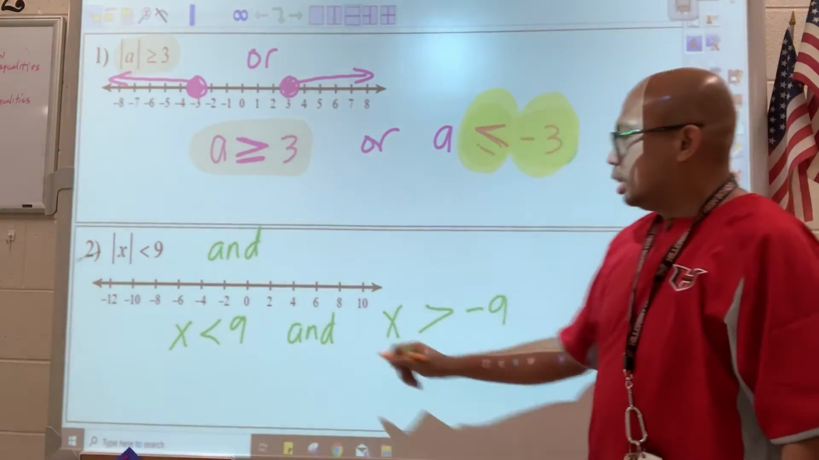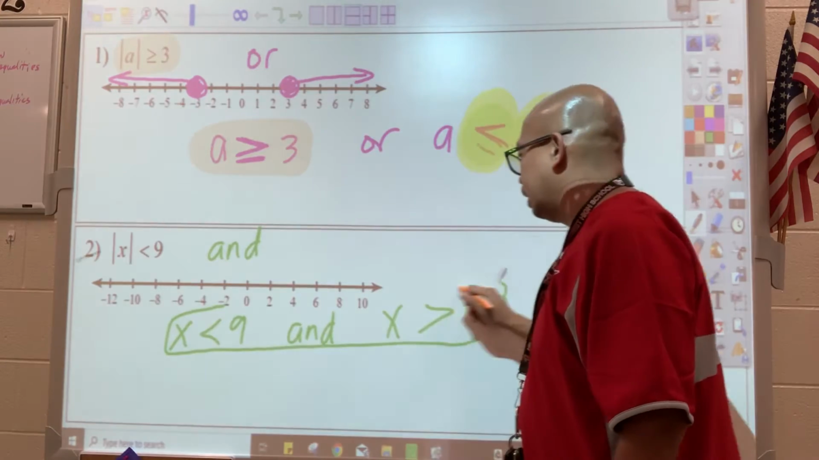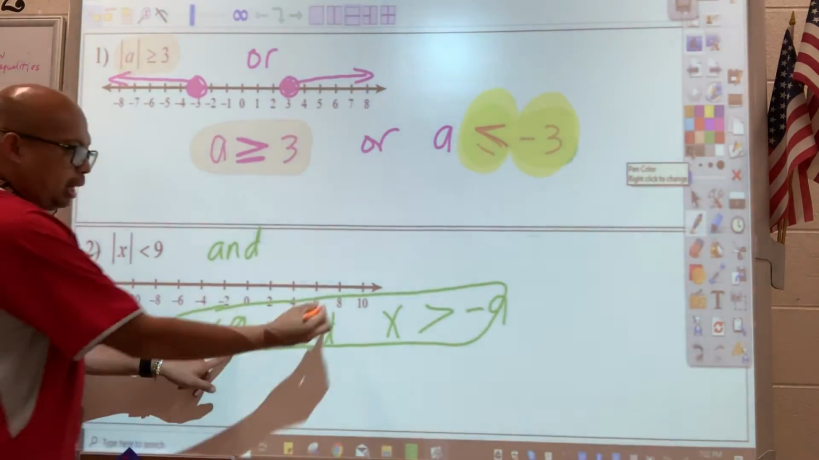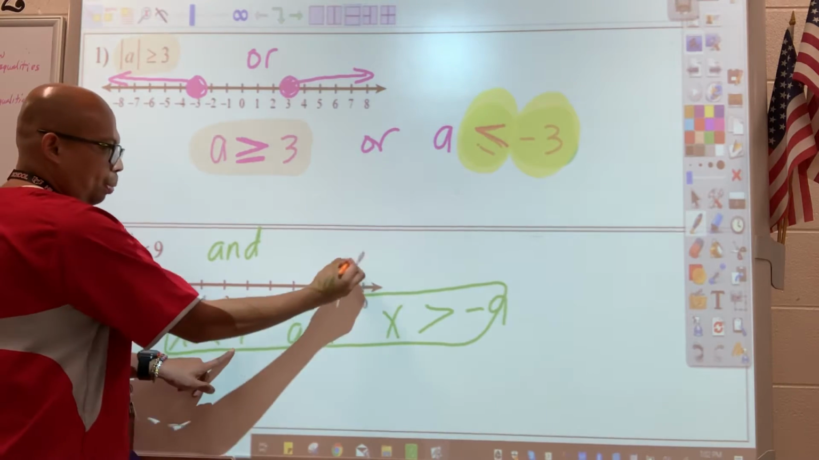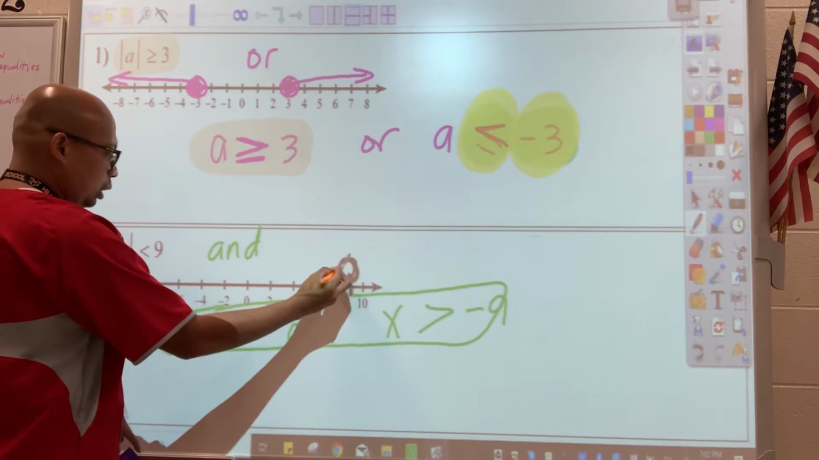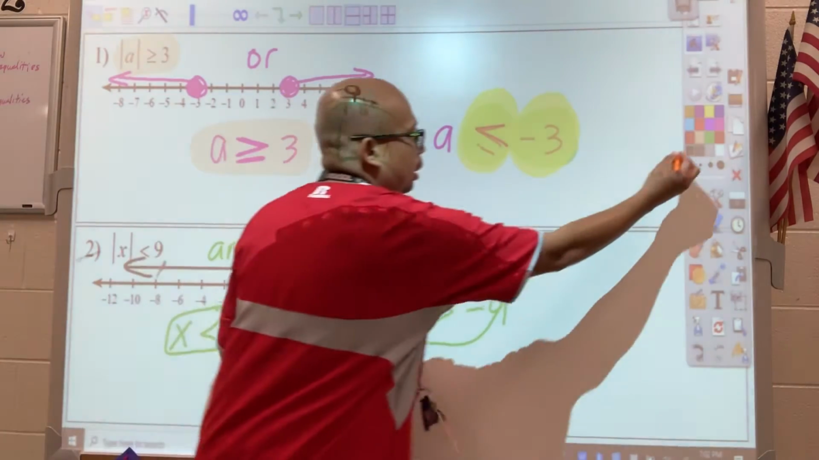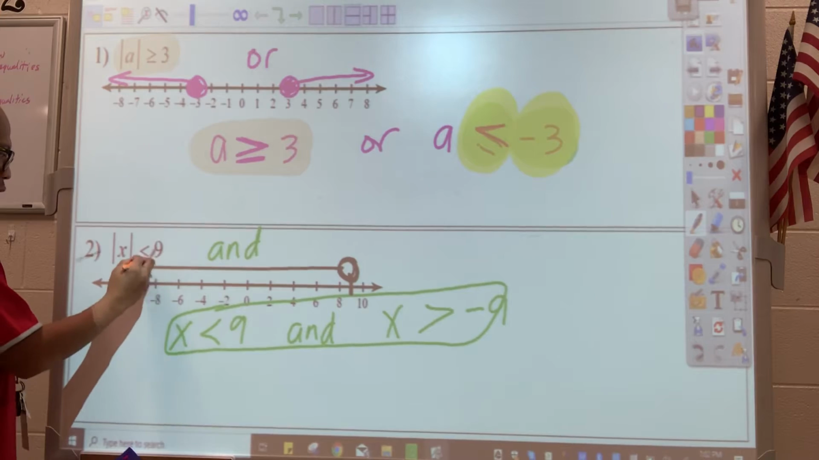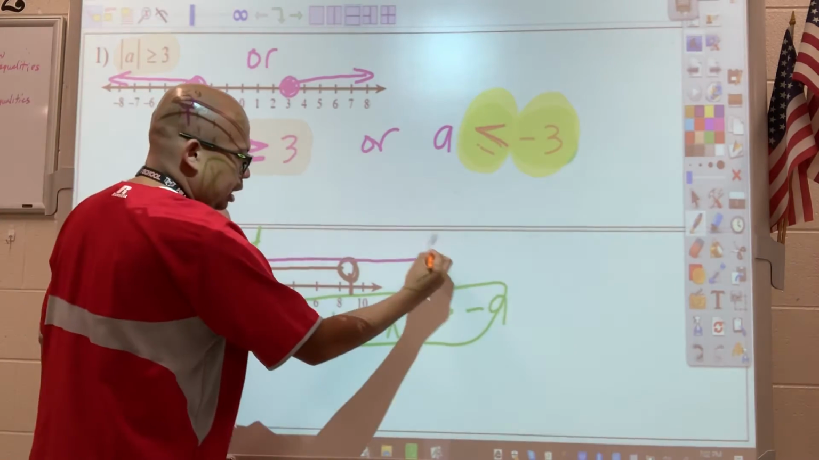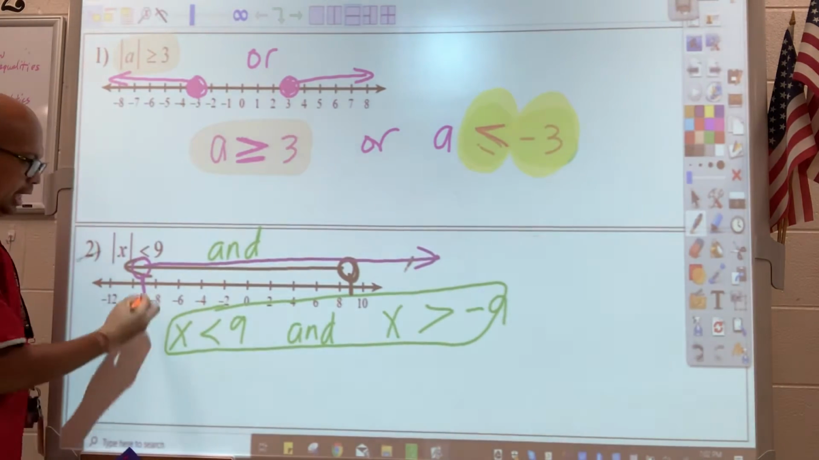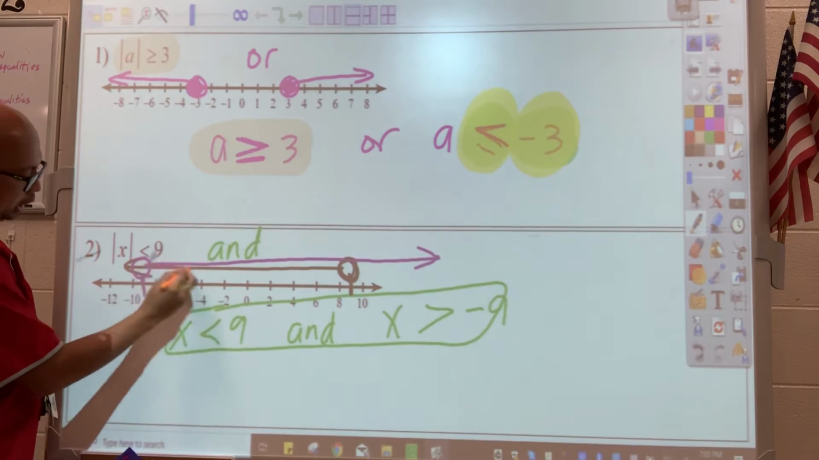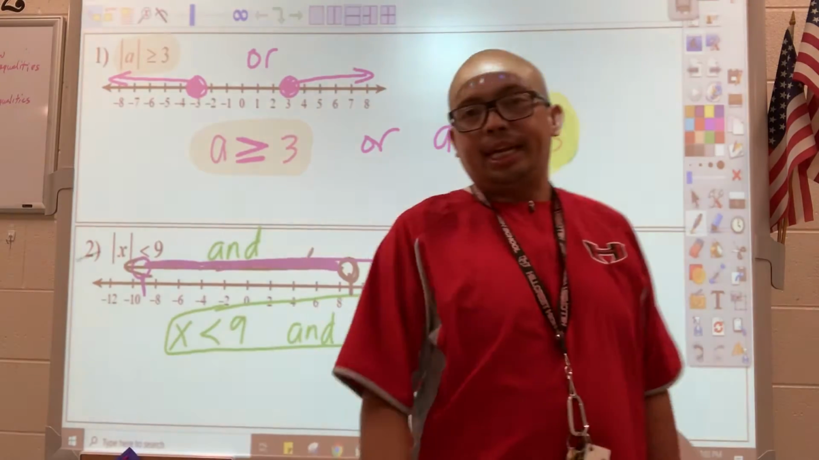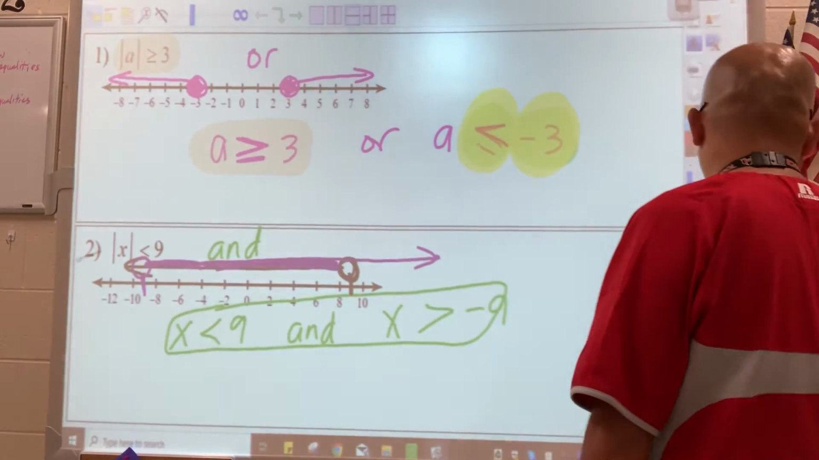So now, since we can graph it, the 9 is right here. This is the 9. It's open. It's going to the left. And the negative 9 is right here, open, going to the right. Did they intersect? Yes, the black and the purple intersected right over in this area. Easy, right? Next.